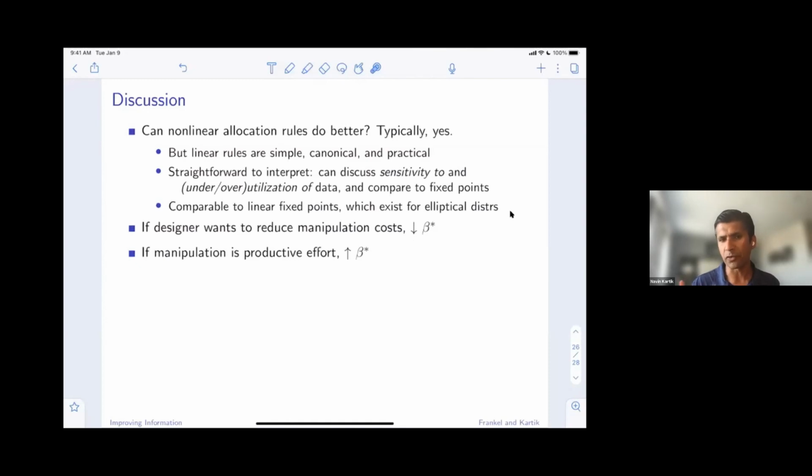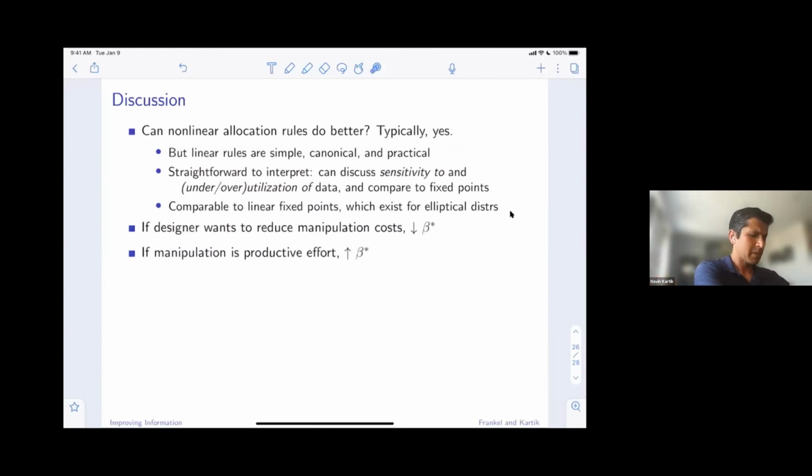We make the restriction for a couple of reasons. One of them is we think that, for the usual reasons, these are simple, they're canonical, they're frequently used, they're practical, but they're also useful for intuition because they're straightforward to interpret. And we can talk about what it means to flatten or steepen, and what it means to under or overutilize data in a very easy way, which would be more complicated in a nonlinear model.